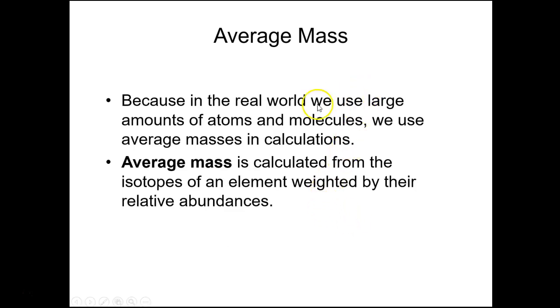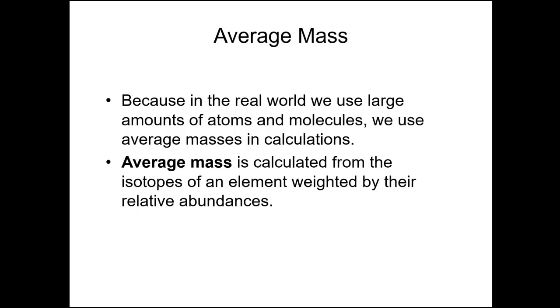Because in the real world, we use large amounts of atoms and molecules, we use average masses in calculation. And so since when we weigh out some carbon, we're weighing out billions of billions of billions of atoms, it makes sense to not think about whether I only have one isotope of this carbon. I've got some naturally occurring mixture of all the isotopes of carbon, and I need to account for that by using the average weight of those.